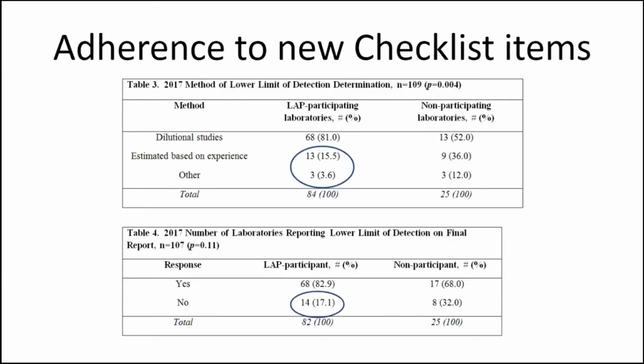Interestingly, those that are participating in LAP but answered this way would not be in compliance with the rare event analysis checklist items, and if they continue to not report it, at their next peer inspection, they should receive deficiencies.